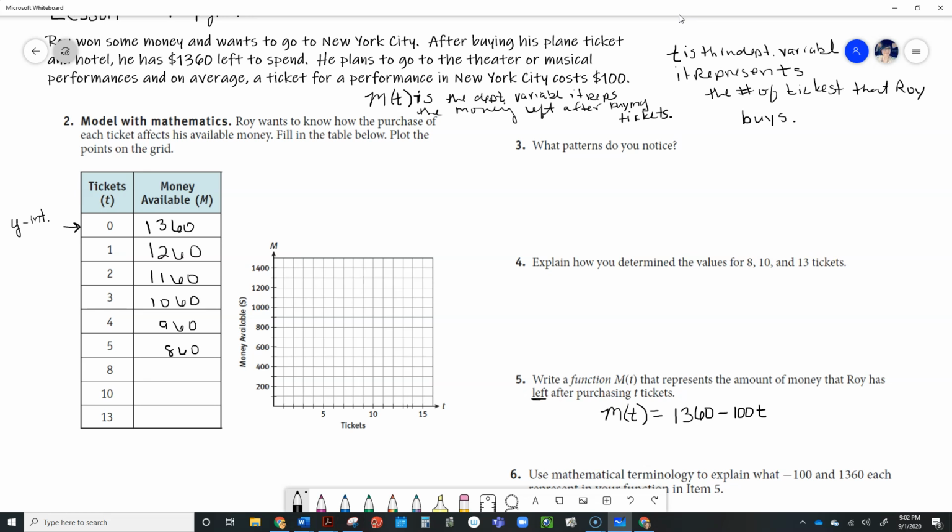For my y equals mx plus b, that's my b. I wrote it first, and the reason I wrote it first is because I'm decreasing that money, and I wanted to take it away. So then we're going to find the minus 100, because each one of these amounts is going down by 100, because every time I buy a ticket, I spend $100.